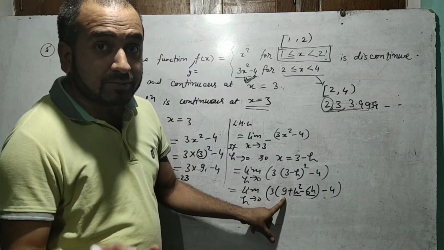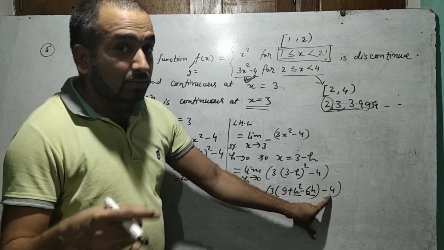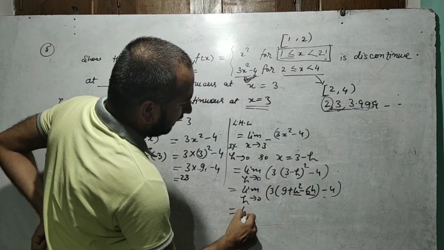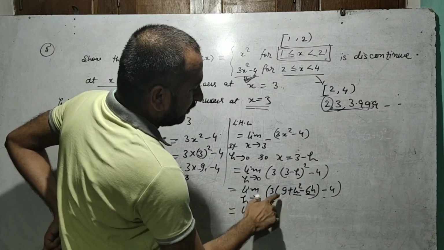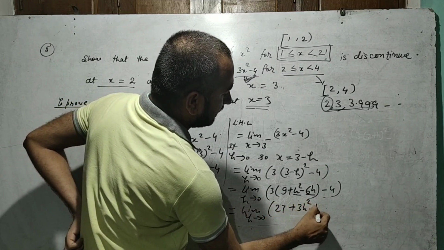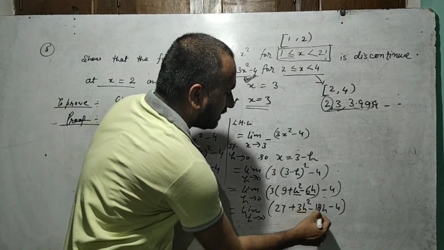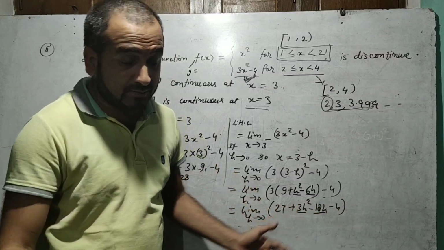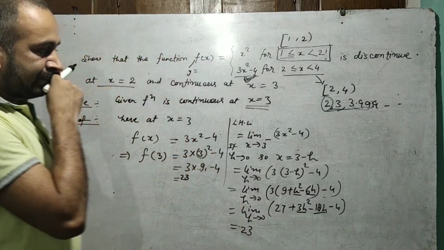So 3 9s are 27 as h tends to 0. So 3 9s are 27 minus 4. 27 minus 4 is what? 23. Listen, I will multiply with limit h approaches to 0. So now multiply: 3 9s are 27 plus 3h square minus 18h and minus 4. So this term and this term become 0. So we have 27 minus 4, and 27 minus 4 is what? It's 23. Is it clear?